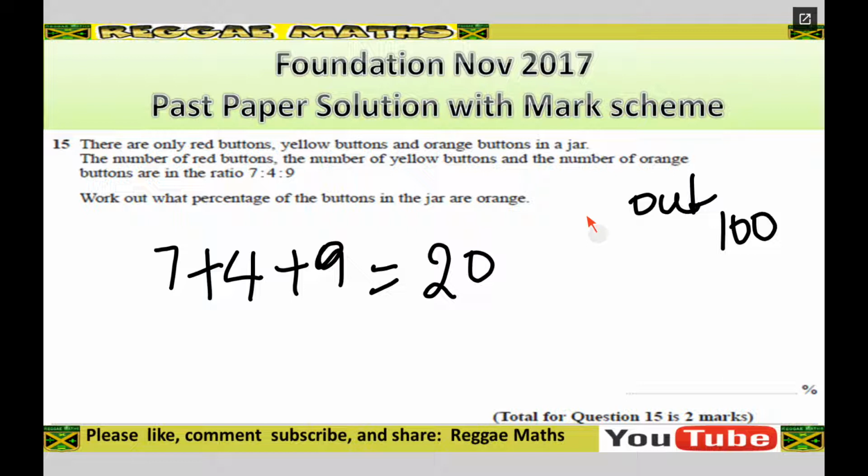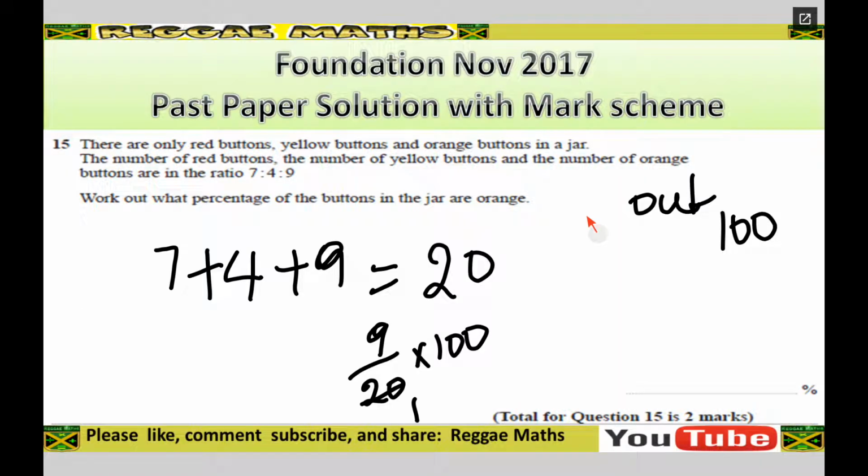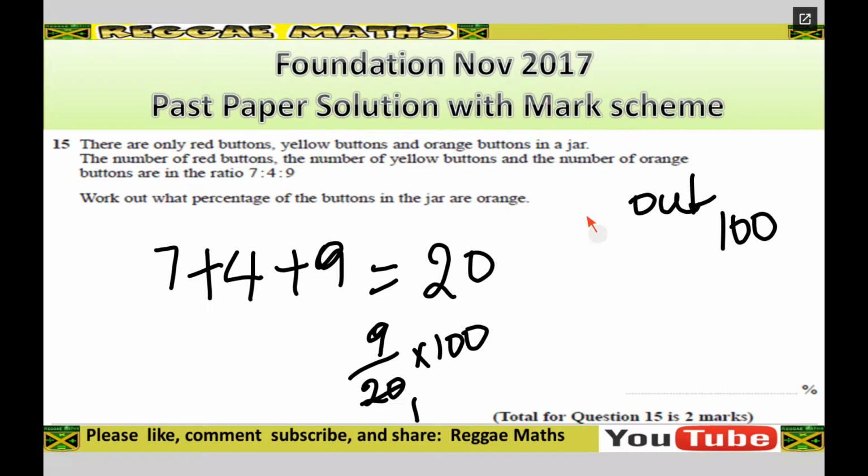If we look at orange, it is 9. So 9 over 20 times 100. Divide by the bottom, times by the top. 20 into 100 goes 5. 5 times 9 is 45. So the answer is 45%.